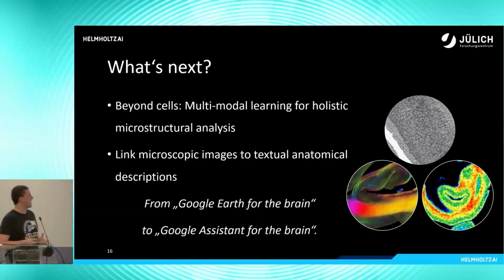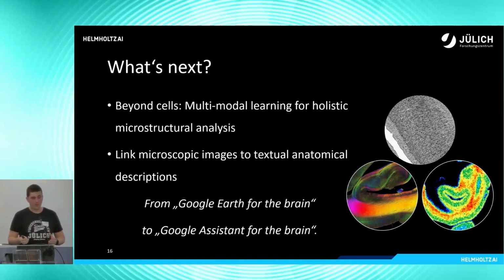The question remains, what's next? What we want to do next is first go beyond the cortex, which is actually right at the moment training on one of the supercomputers, and we already see that it's working even for subcortical and white matter regions. We also want to go beyond modalities, and we have some first indications that this also works.